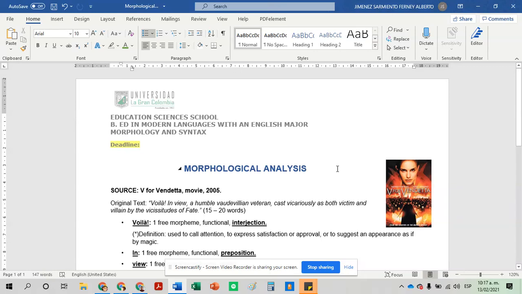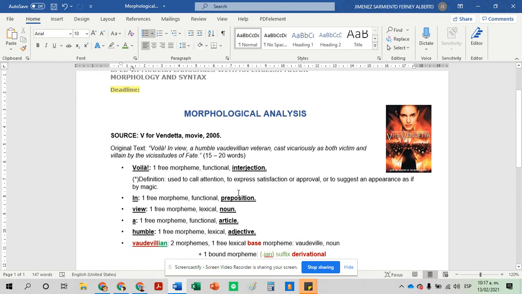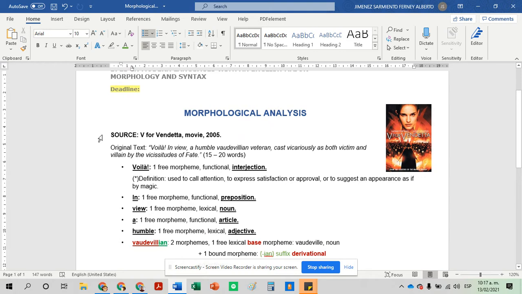Hello guys, so I'm just sending this model for you to take into account what you have to do in your morphological analysis, all right? So be careful with the deadline that is going to appear here so that you don't forget to submit your work. So first of all, I want you to refer the source where you took your text from.